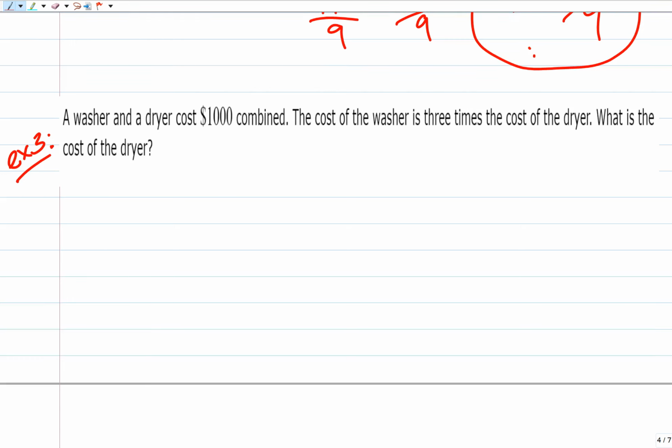We have 2 things that we don't know this time, right? We have a washer and a dryer. So that means potentially 2 variables. If you want to use x, we can. Then I would use x and y. That's fine, right? Or, since it's washer and dryer, maybe we could use W and D. Why not?